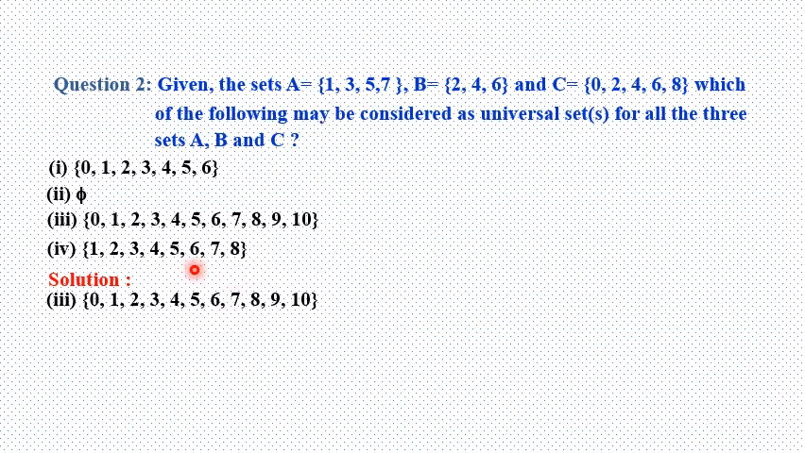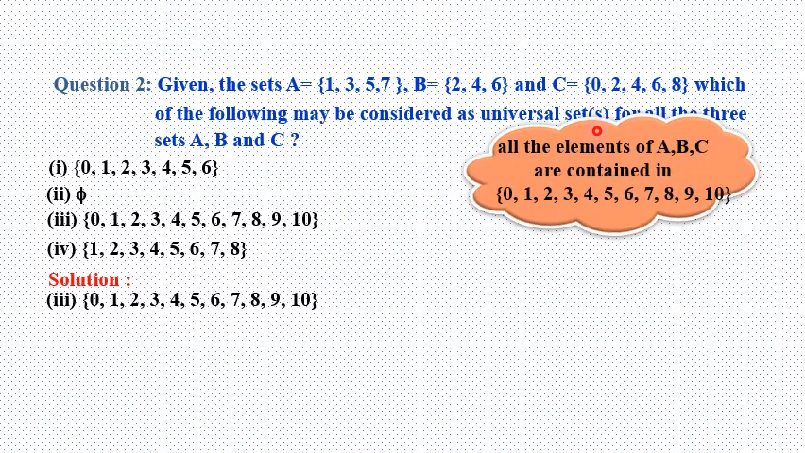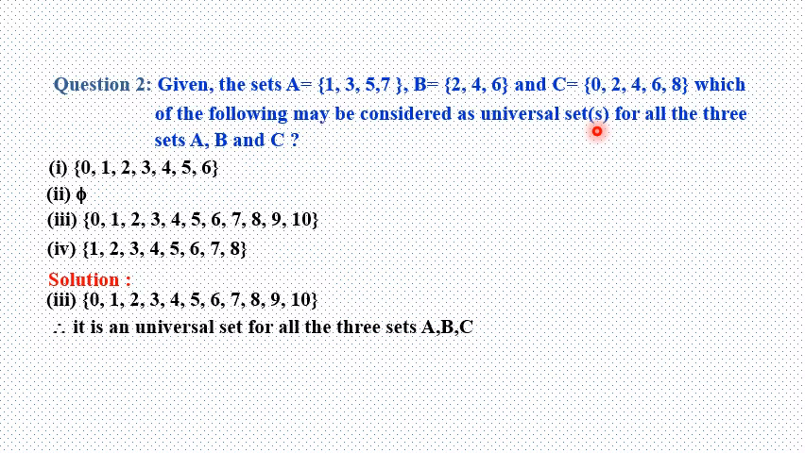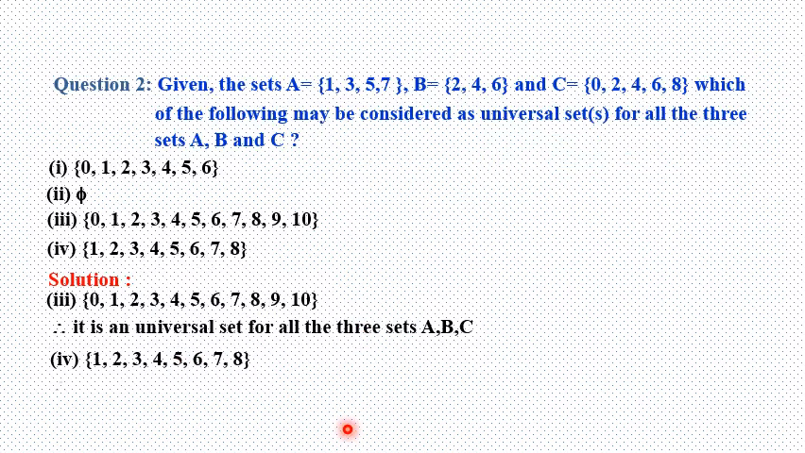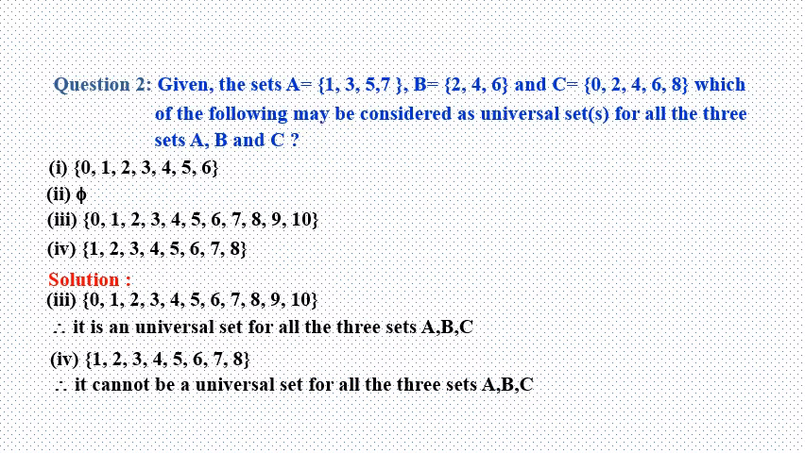When you look at all the elements here and look at all the elements of A, B, C, every member of these is present here. So definitely you can take it as a universal set for A, B, C. So all the elements of A, B, C are contained in this. It is a universal set for the sets A, B, C. So 1, 2, 3, 4, 5, 6, 7, 8 cannot be, because 0 does not belong to this set. It is not a universal set.